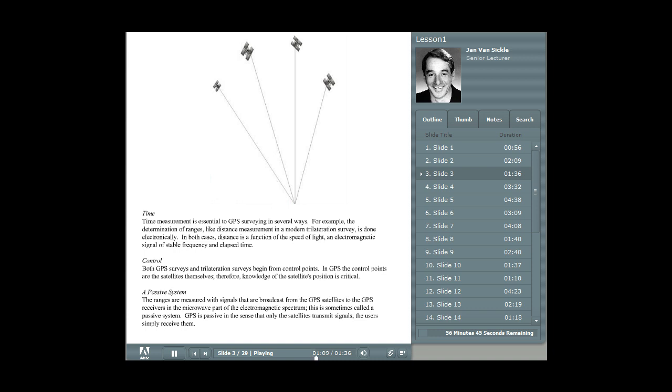Now, GPS is a passive system. That means that the receivers don't send any signal whatsoever to the satellites. The satellites broadcast and the receivers receive. In some ways similar to what a car radio does. It receives but doesn't send. So that's the sense in which it is passive.